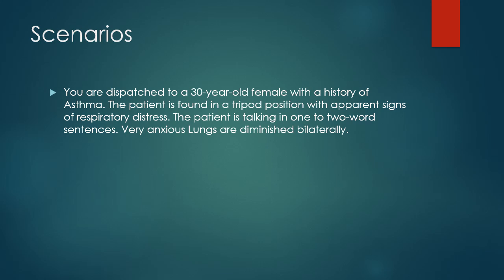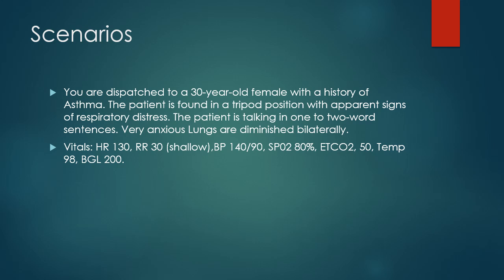You have a patient with asthma who's tripoding, who can barely speak to you, whose lung sounds, they're not even wheezing, which at least wheezing means they're moving air. Diminished bilaterally means that they're so clamped down that they're not moving any air at all. You're going to have to be very aggressive with this patient from the beginning.